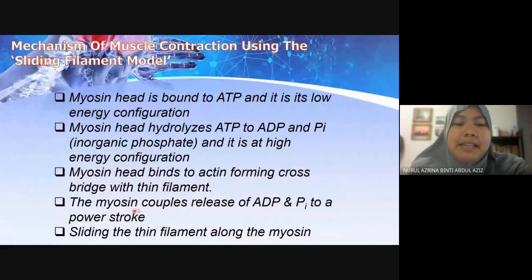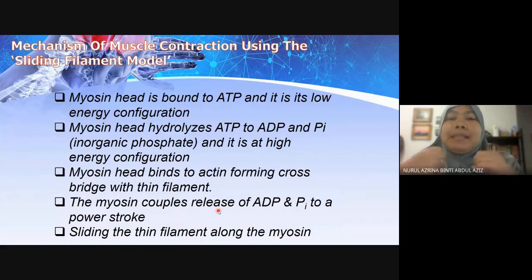Okay, the myosin couples release of ADP and phosphate, inorganic phosphate, to form a power stroke. So ayat ni bermaksud myosin couples release. Couple release mean dia lepaskan dua-dua secara serentak. Dia lepaskan both ADP and phosphate to form a power stroke.